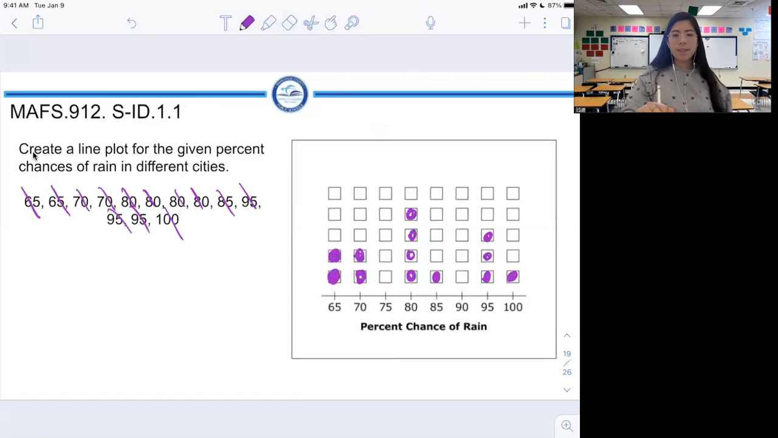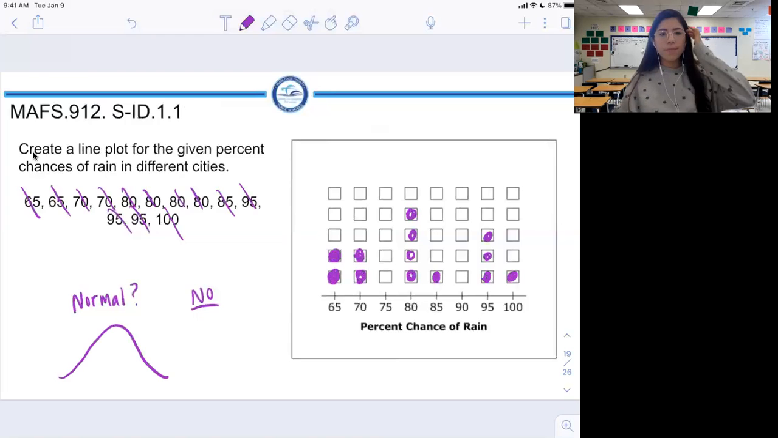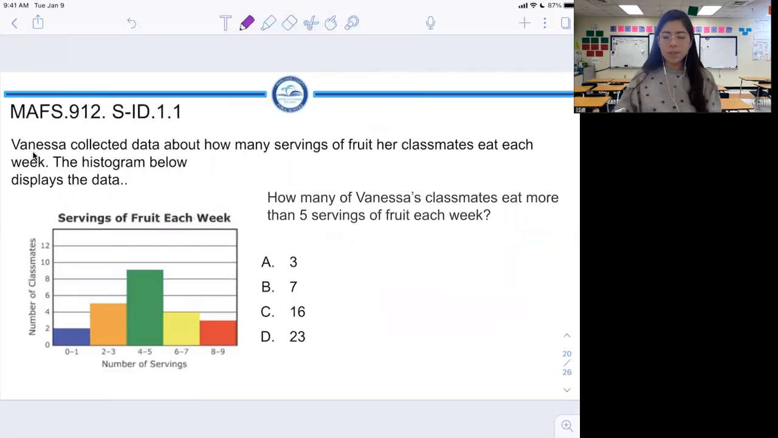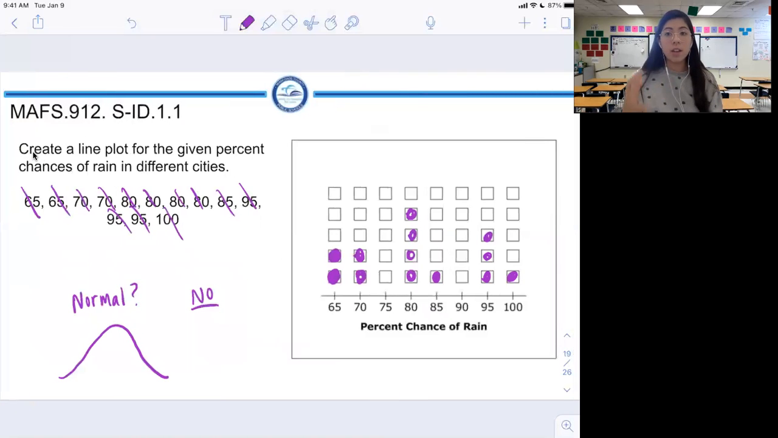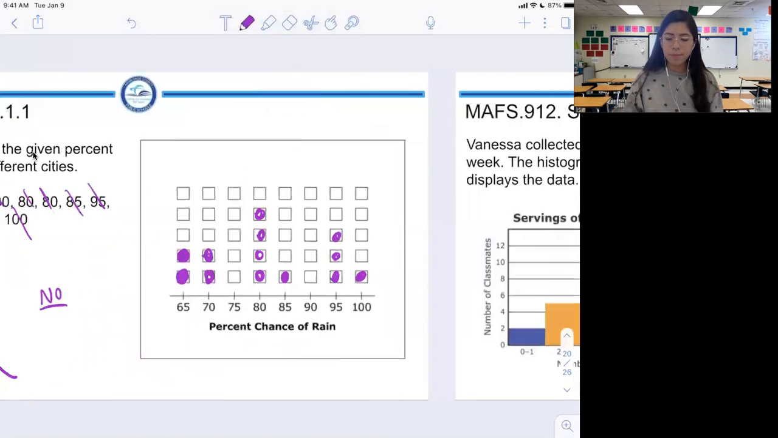Who remembers what that is? When they're equal on both sides. Yeah, normal distribution will look like a little hill, like a bell curve. Do we have normal distribution here? No. There's no such thing as abnormal distribution, but basically you just say it does not have normal distribution.